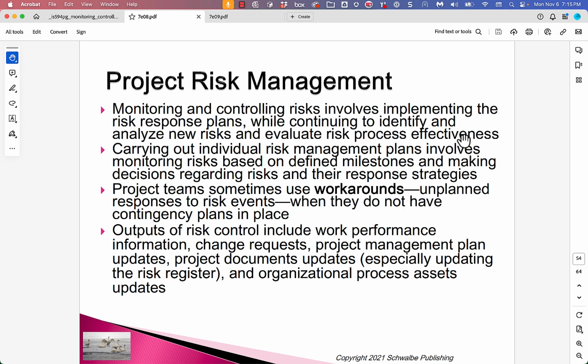Project risk management. Okay. Monitoring and controlling risks involves implementing the risk response plans while continuing to identify and analyze new risks and evaluate risk process effectiveness.